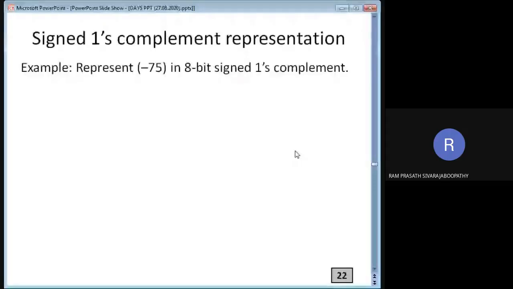Is the screen visible? Yes, sir. We will see another example.